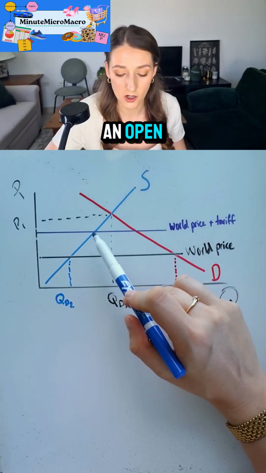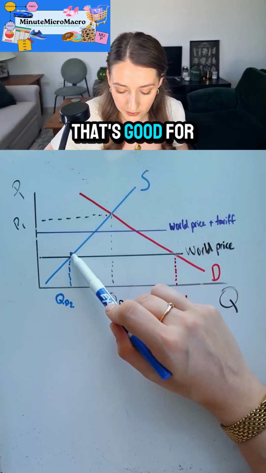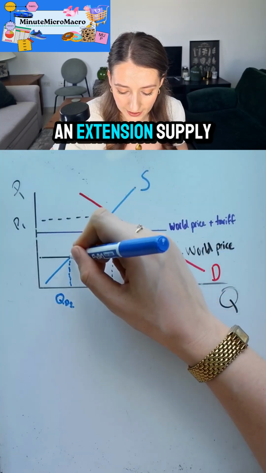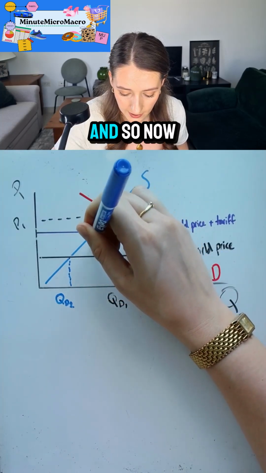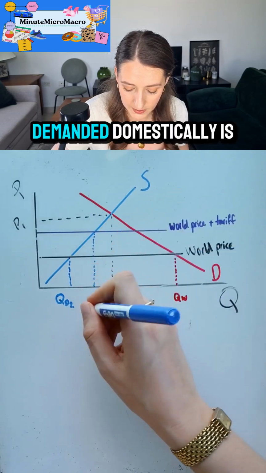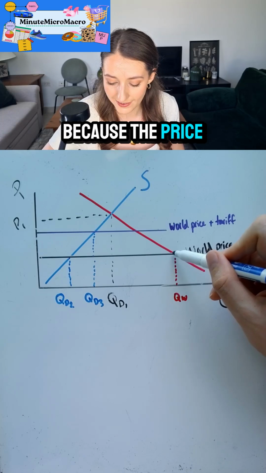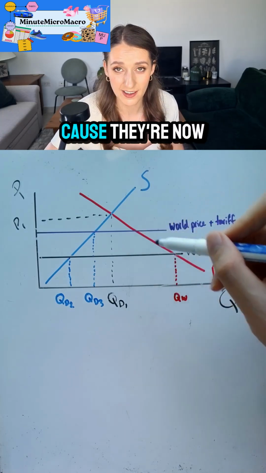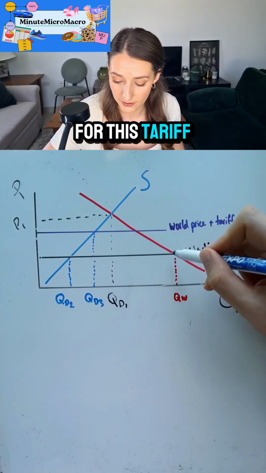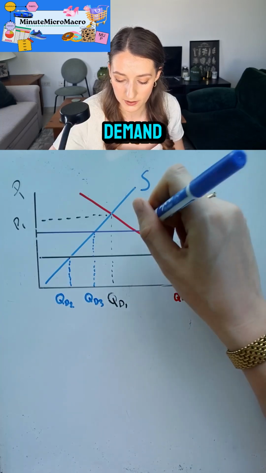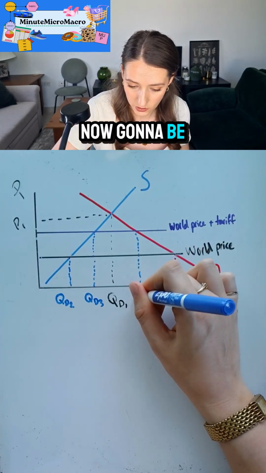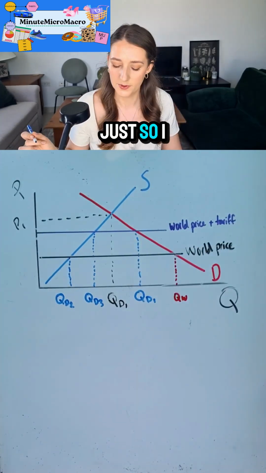Compared to having an open economy with imports, that's good for our suppliers. There'll be an extension of supply. And so now the quantity being demanded domestically is going to be QD3. Because the price has increased for consumers, because they're now having to pay for this tariff, it's going to be a contraction along demand. And this is now going to be QD1, just so I can come up with a label.